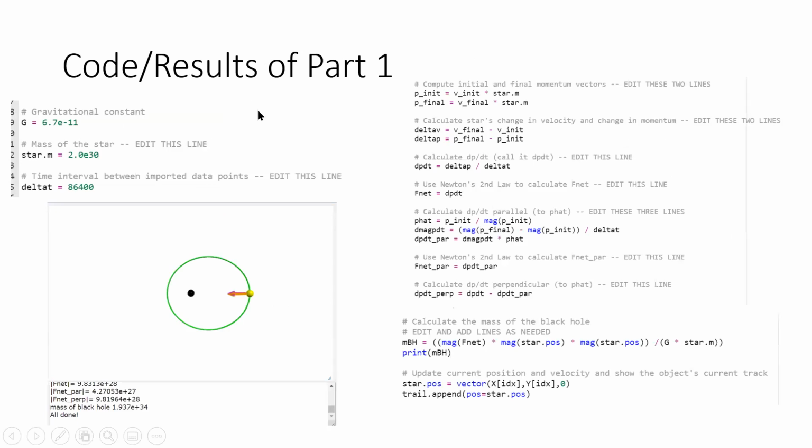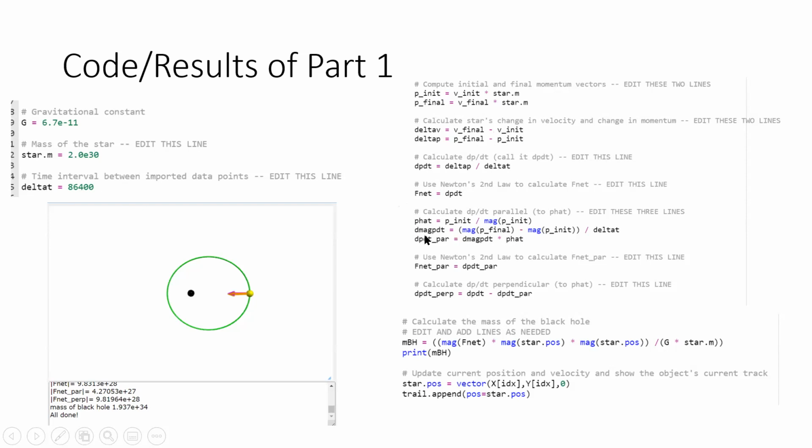So here's the code and results for part 1 of the lab. We plug in the gravitational constant, which is G, and we are provided the mass of the star, and we're also provided that delta t is 86400, which is the number of seconds in a day. We first plug in the initial momentum and final momentum and find the change in velocity and the change in momentum, and this would allow us to find the net force.